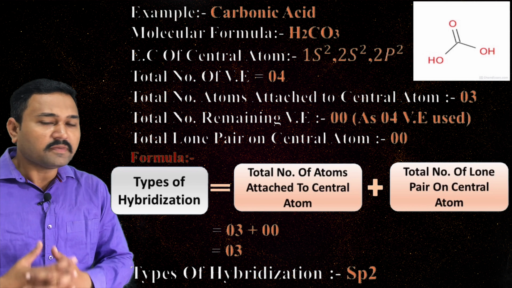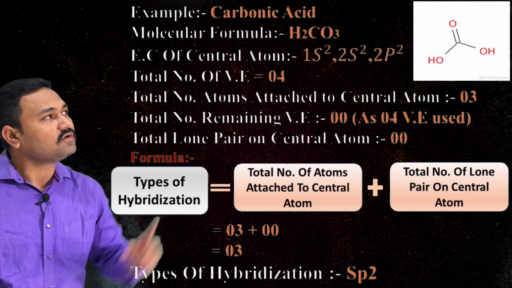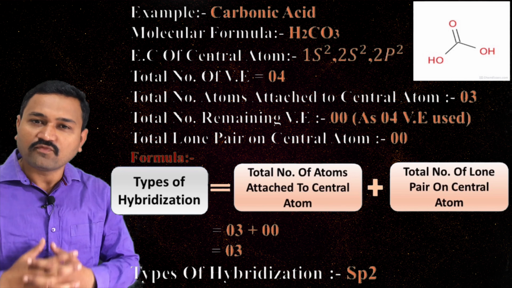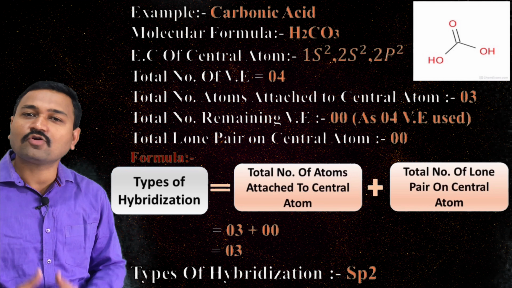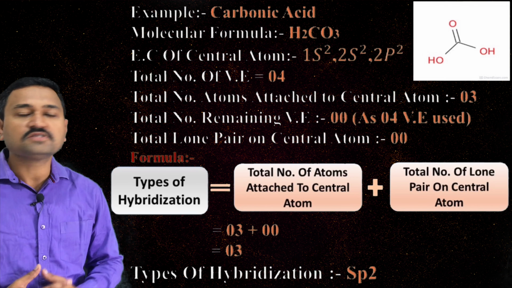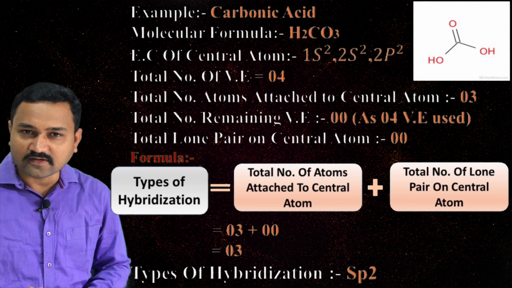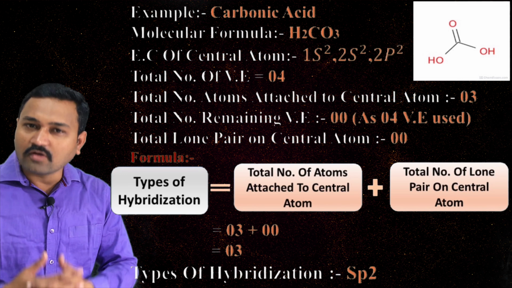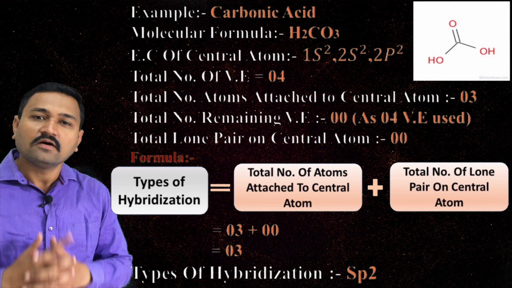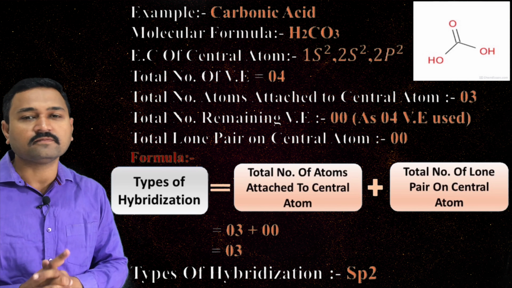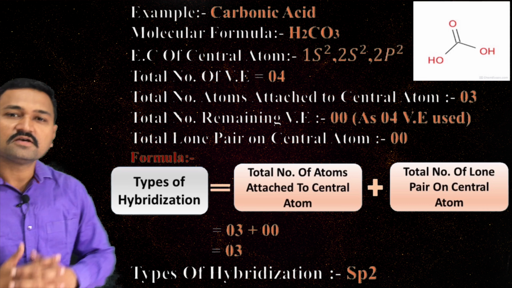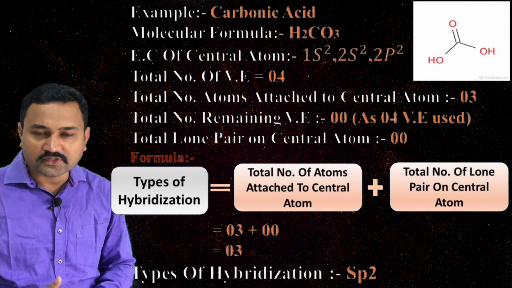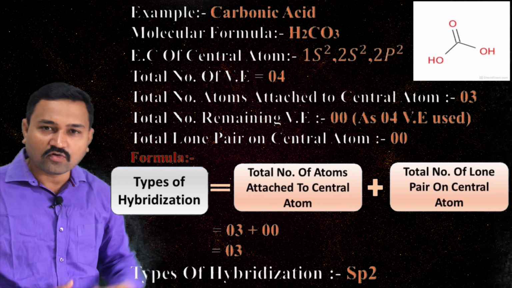Here you have to remember one important point: as one oxygen atom forms the double bond, out of the 4 valence electrons, 2 valence electrons are used to form this double bond with the oxygen atom, while the remaining 2 oxygen atoms form a single bond with the carbon atom. They use only 1 electron, that means each oxygen atom uses 1 electron. Hence, here the total valence electrons used for the formation of carbonic acid is 4.